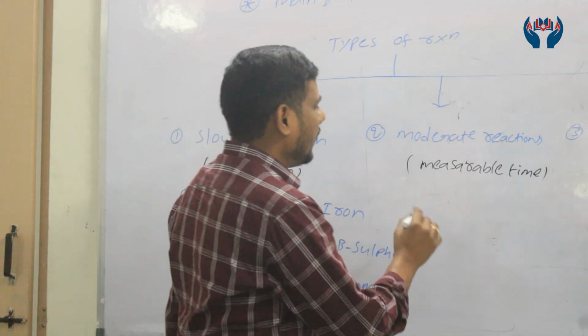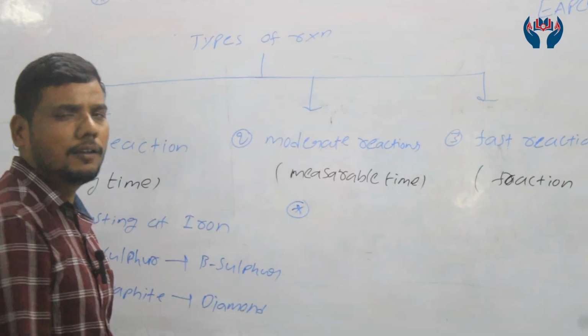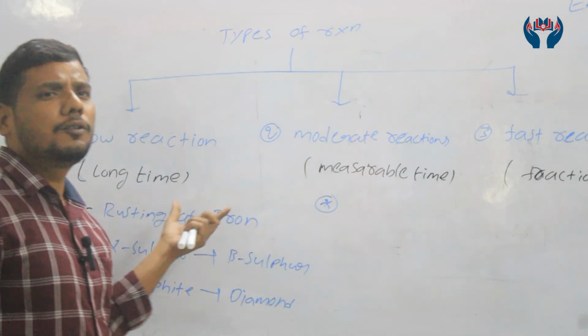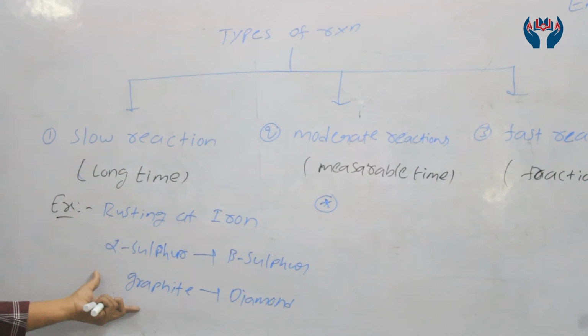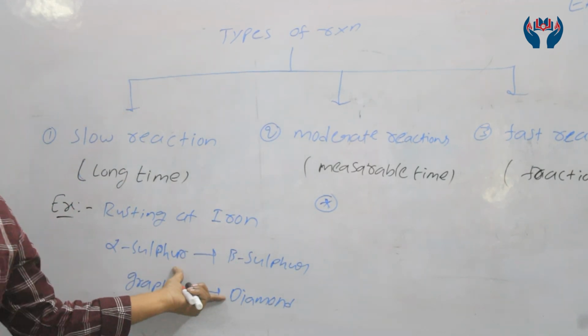Then moderate reactions. These reactions can be measured in time. But in slow reactions, it takes a very long time, so we do not consider the rate, and the rate of reaction we could not explain.